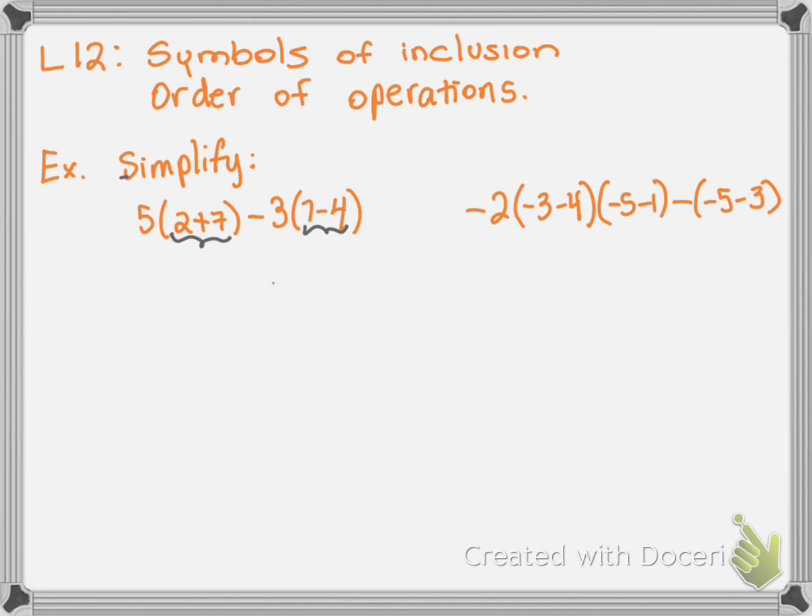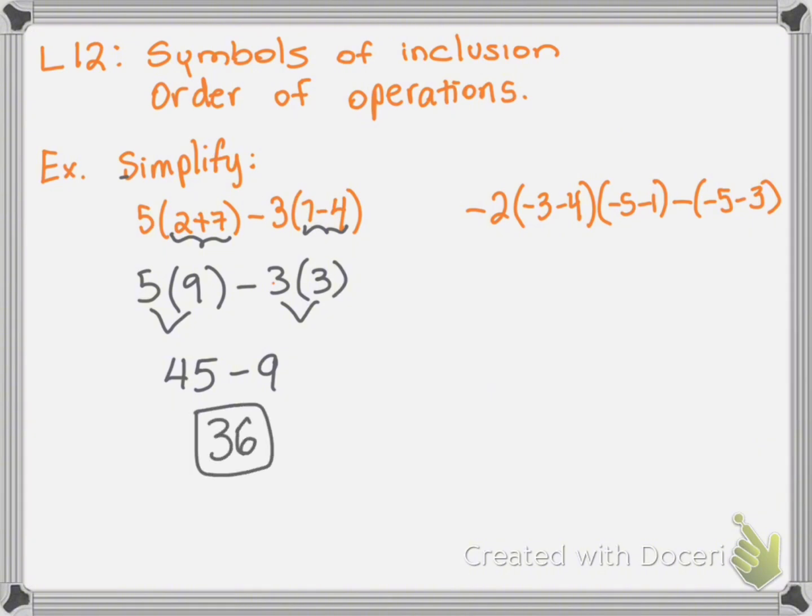So let's see what we would do. In this case, 2 plus 7 is 9. And in this case, 7 minus 4 is 3. Now that we simplified the parentheses, now we have to do the multiplications. So in this case, it's 9 times 5, 45, and 3 times 3 is 9. So 45 minus 9 is 36.